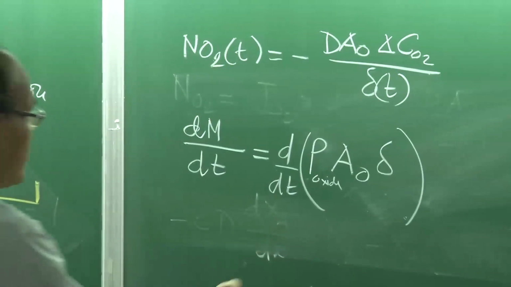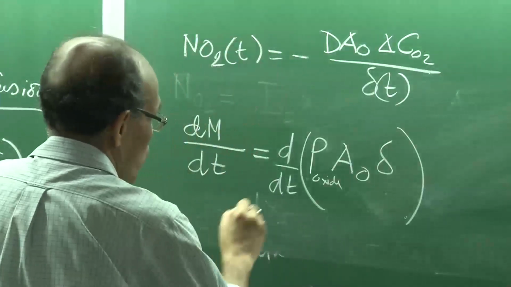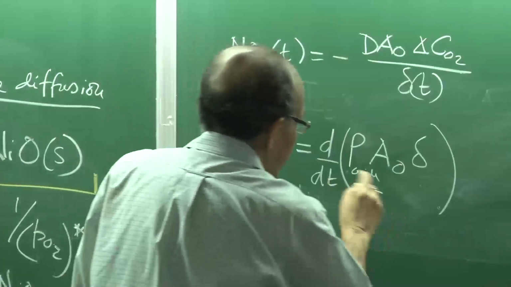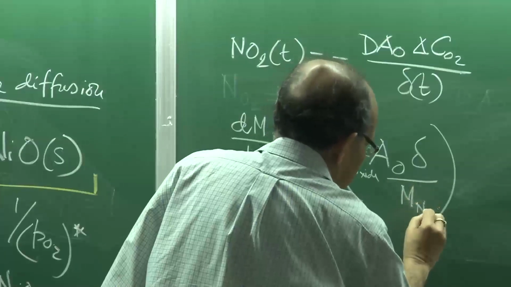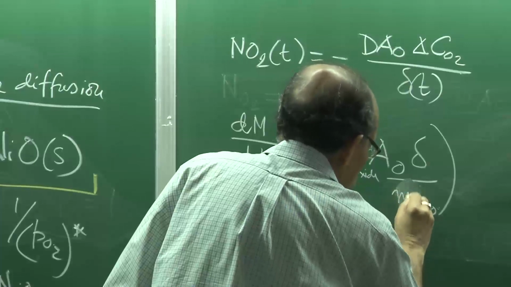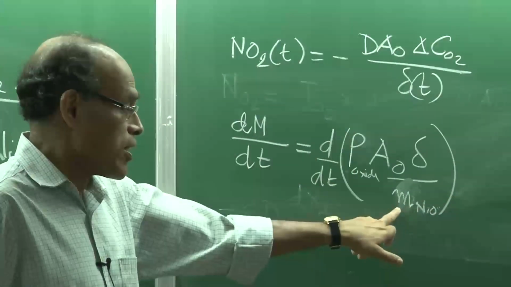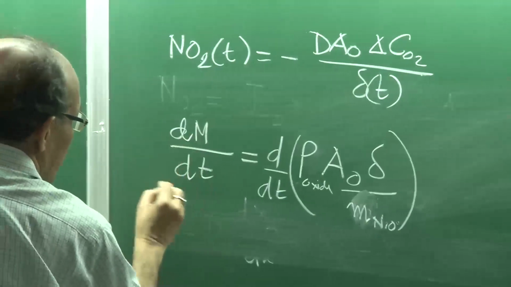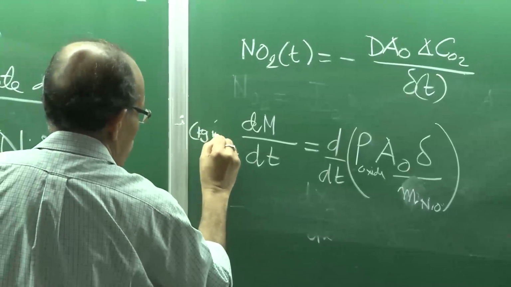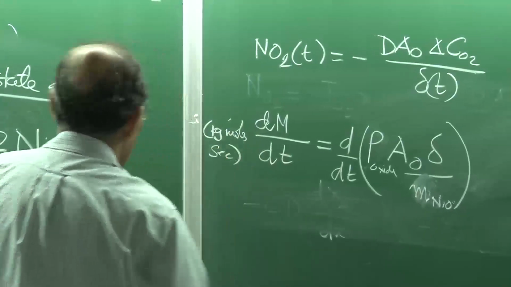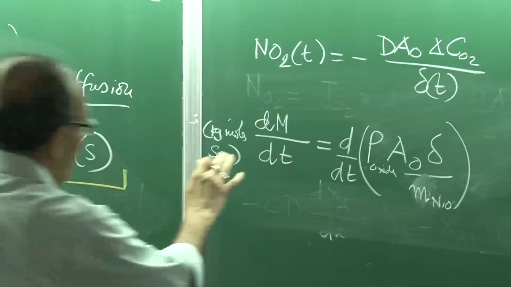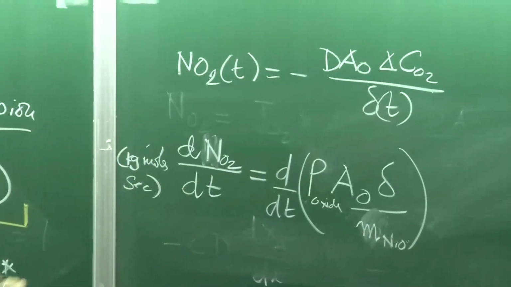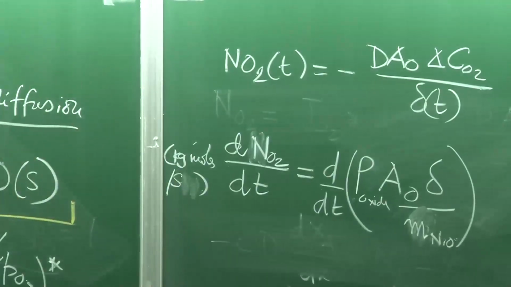So therefore, if you consider moles, because this is mass, we can put in the molecular weight of nickel oxide, MNiO. So this represents the molecular weight, and this is in kg moles per second. So we will say dNO2, kg moles per second, and whatever I have written here.